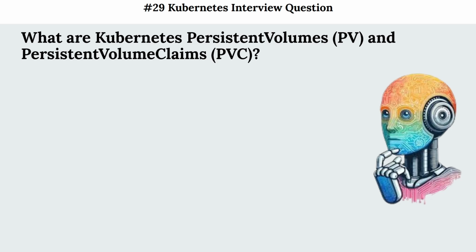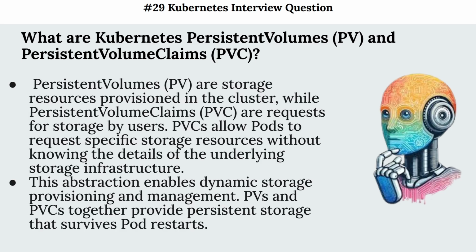Let's see the answer. Persistent volumes, PV, are storage resources provisioned in the cluster, while persistent volume claims, PVC, are requests for storage by users. PVCs allow pods to request specific storage resources without knowing the details of the underlying storage infrastructure. This abstraction enables dynamic storage provisioning and management. PVs and PVCs together provide persistent storage that survives pod restarts.